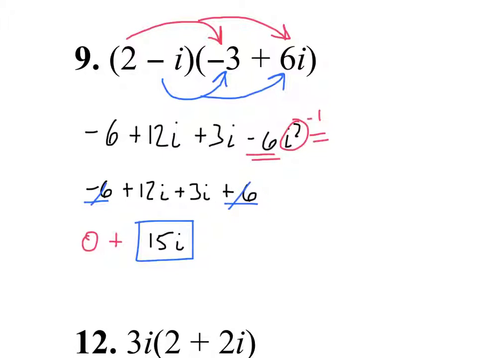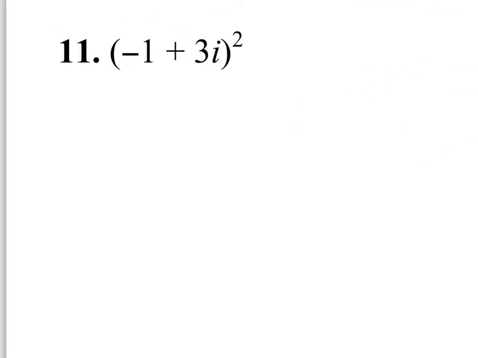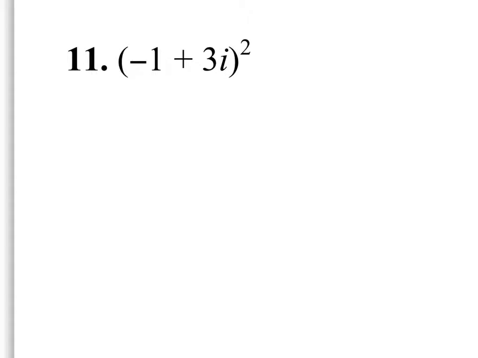Feeling pretty good? We'll get there. All right, so I want you guys to do one on your own. Let's take a look at number 11. For number 11, we have negative 1 plus 3i quantity squared. Think x squared means x times x. So negative 1 plus 3i quantity squared means negative 1 plus 3i times negative 1 plus 3i. Make sure to write it that way.